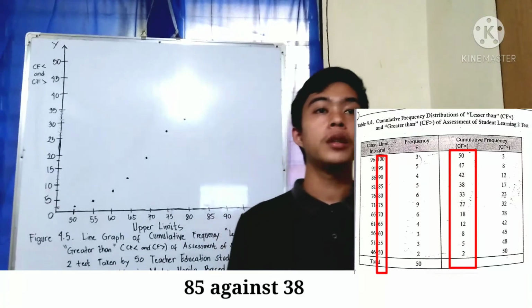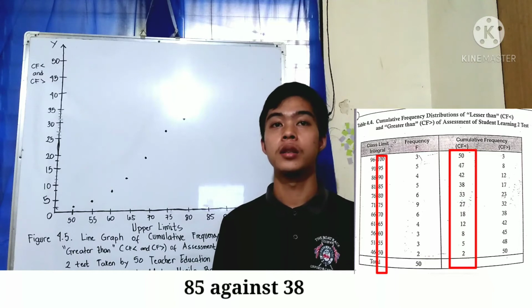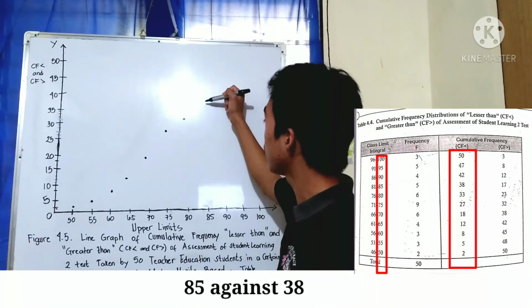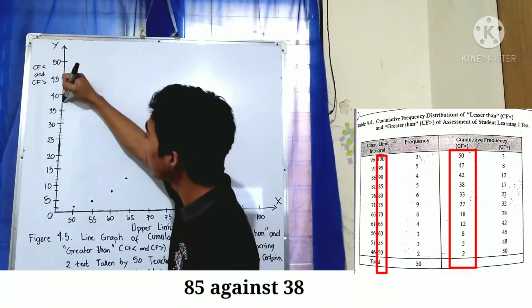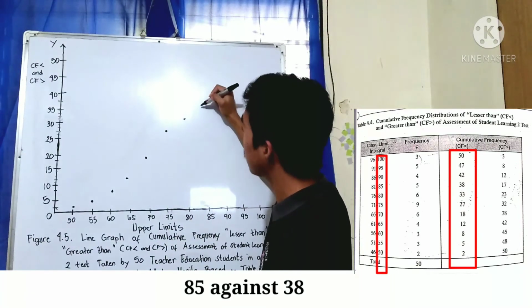Next, in the upper class limit of 85, you'll plot 85 against 38. So 85 against 38. So 38 must be right here in the middle of 35 and 40. So right here.